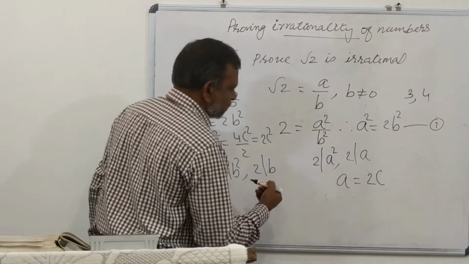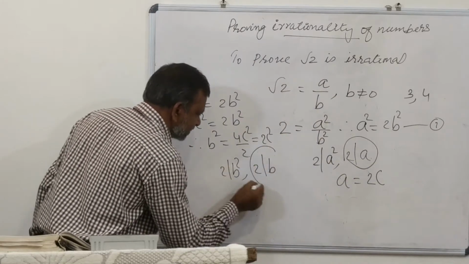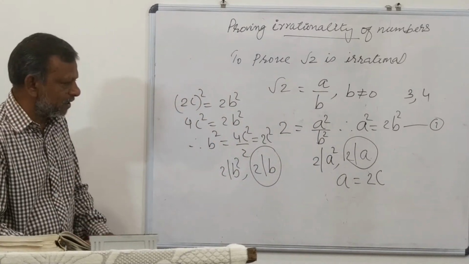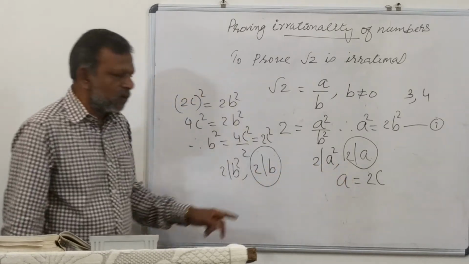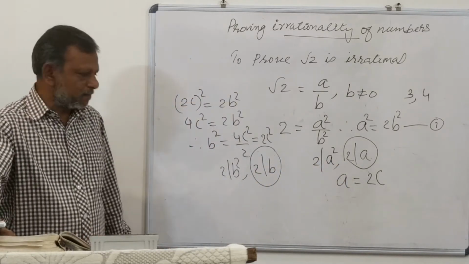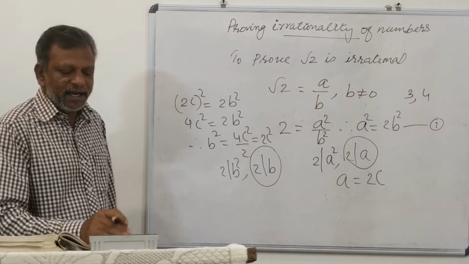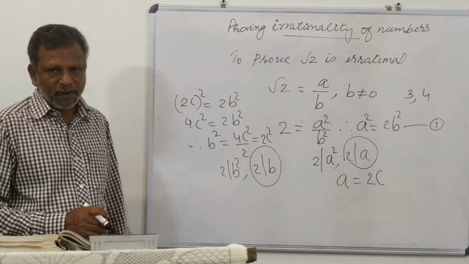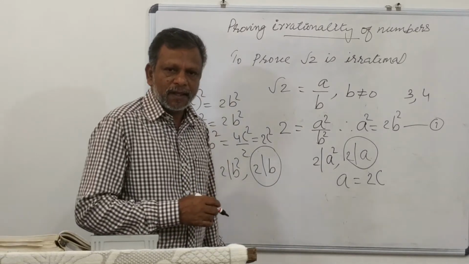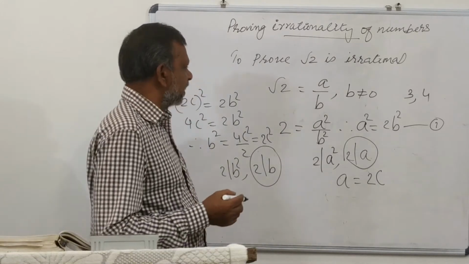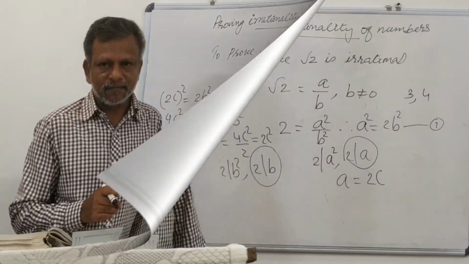Now consider these two things. Here 2 divides a and here 2 divides b. What does it mean? It means that 2 is a common factor of a and b. So it contradicts the fact that a and b are coprime. So our assumption is wrong. Hence, we can conclude that root 2 is an irrational number.